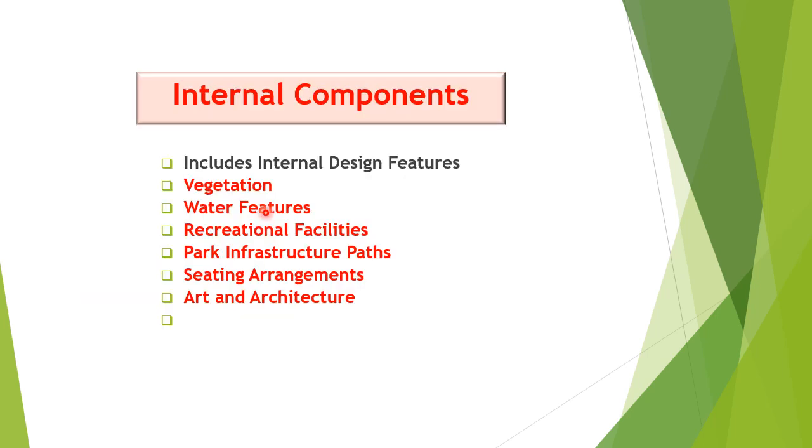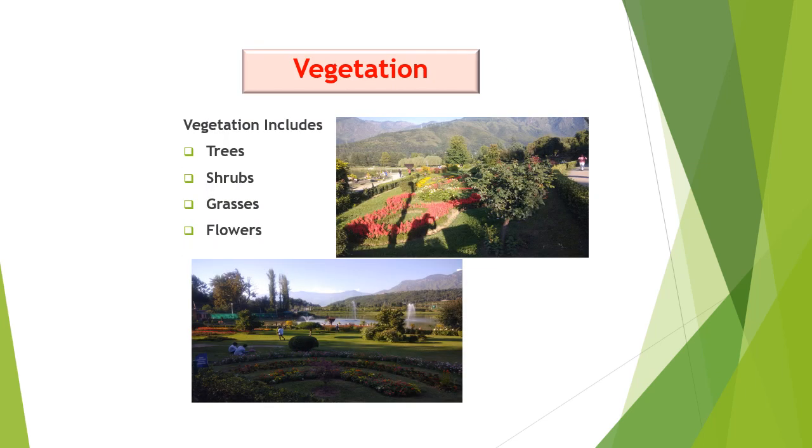Then what are the internal components now? When you see the internal components, it includes internal design features. What should be the vegetation of the park? What water features can you have in the park? You can have recreational facilities in the park. You have park infrastructure, pathways. You have seating arrangements. You have art and architecture. So these are the internal components. We will discuss them one by one.